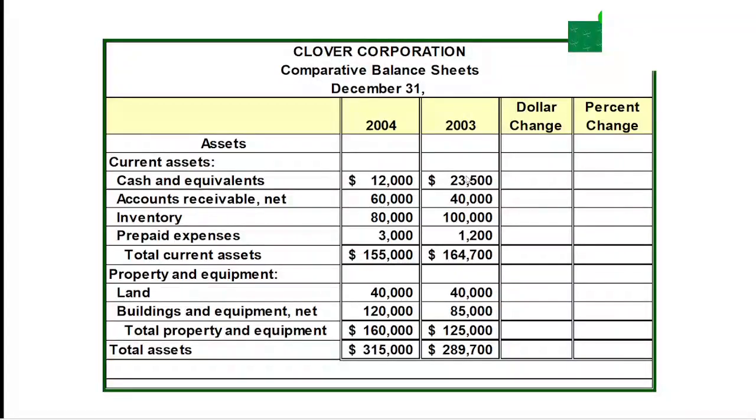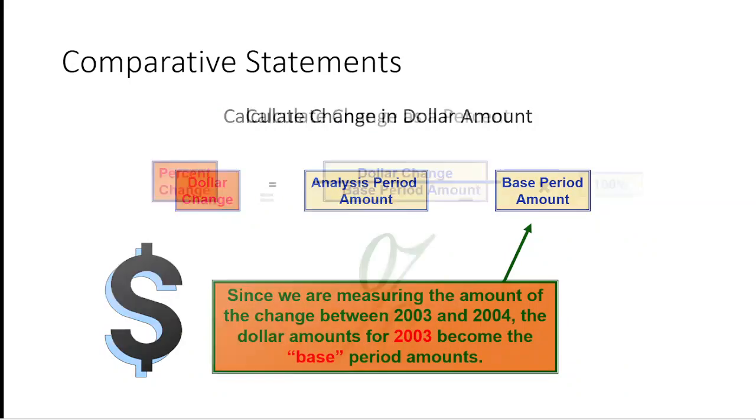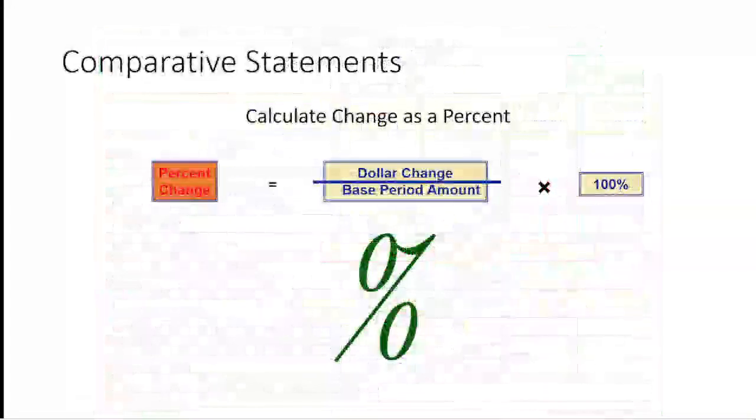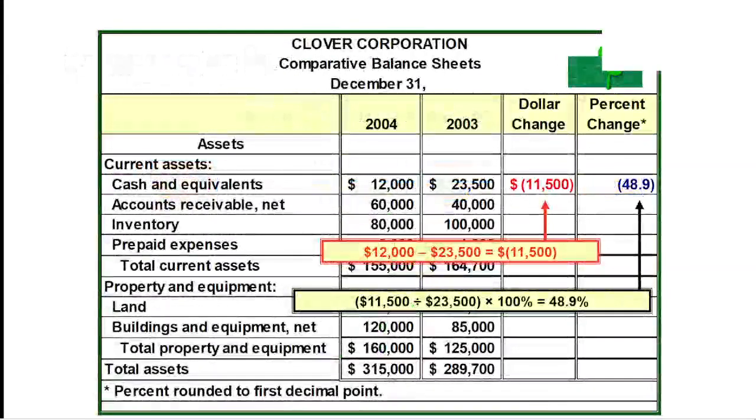So we will use 2004 minus 2003, and then we calculate a dollar change, right? So that's the dollar change: analysis period minus the base period amount. And then the percentage will be dollar change divided by base period. So that's the formula. Here you look at the screen, the first line is calculated as negative 11,500.